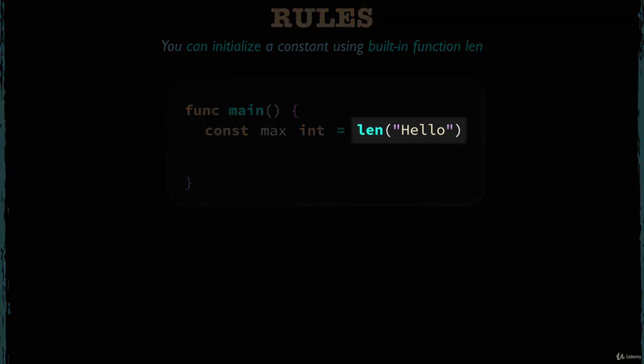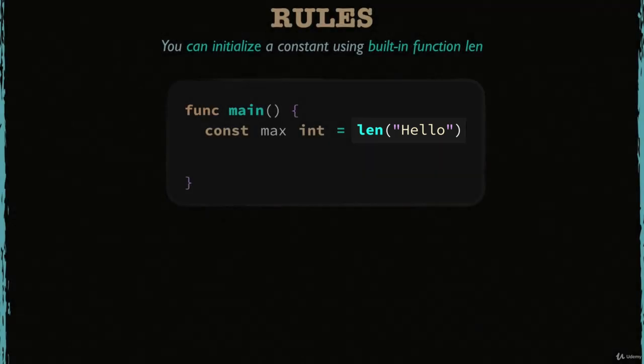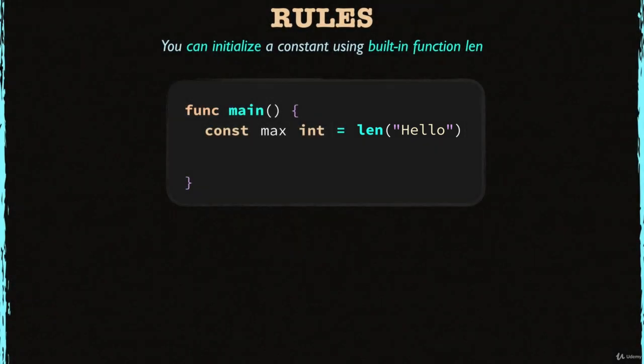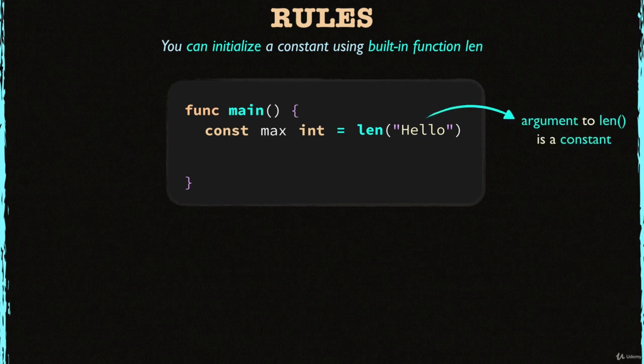Here I'm passing hello to the len function, right? As you know, hello is a string literal, so it's a constant value. So this means that the len function can find the length of that string literal at compile time. This works because the len function and the string literal don't belong to runtime. They both are constants, so you can use them to initialize a constant.